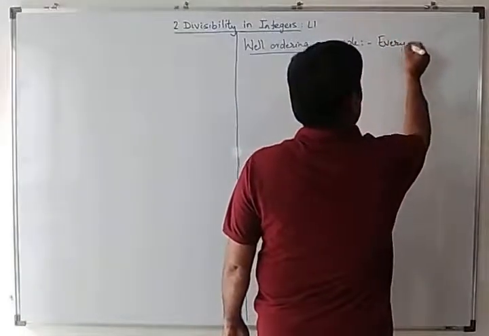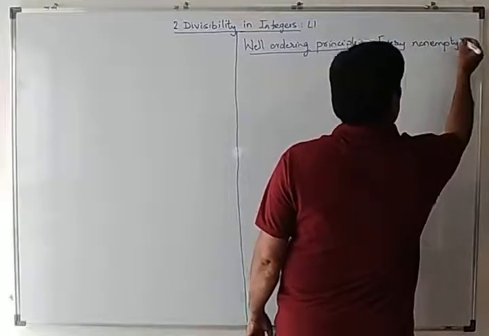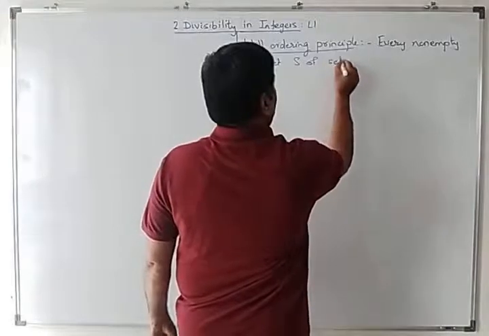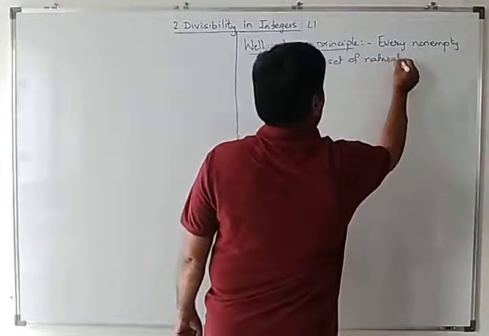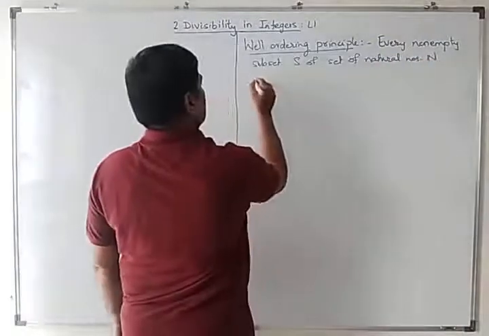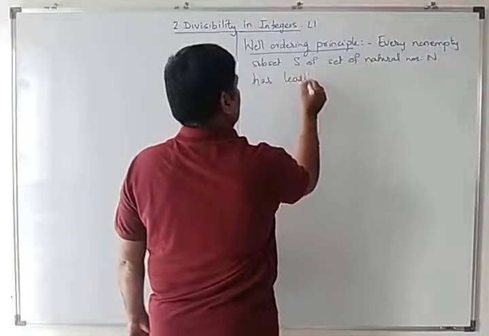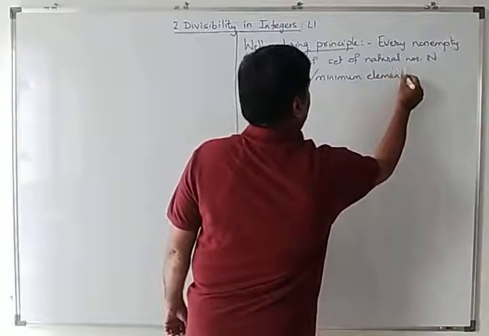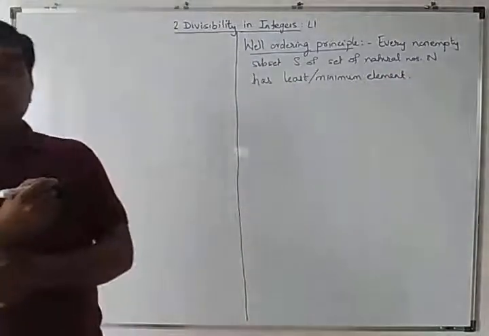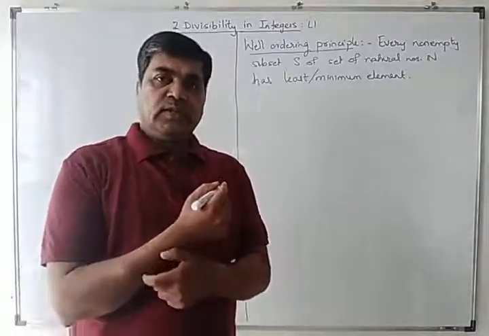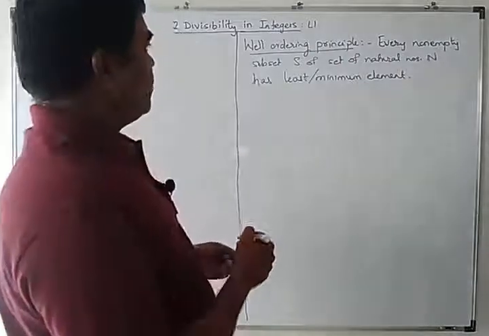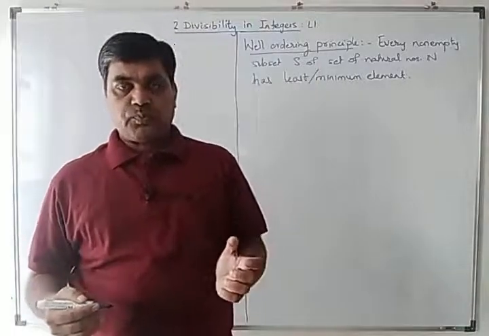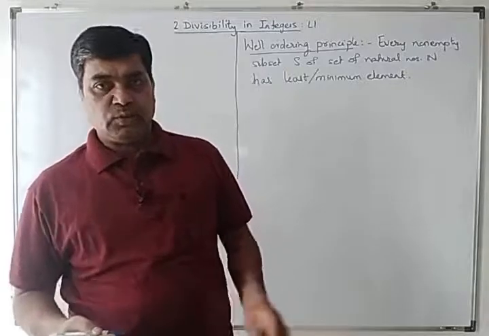Every non-empty subset of the set of natural numbers N has a least element, a minimum element. If you take any non-empty subset of the set of natural numbers, it contains a least element. Even if I take a non-empty subset of the whole number set 0, 1, 2, 3, etc., and take its subset which is non-empty, you can observe that it has a least element. It is known as the well ordering principle.